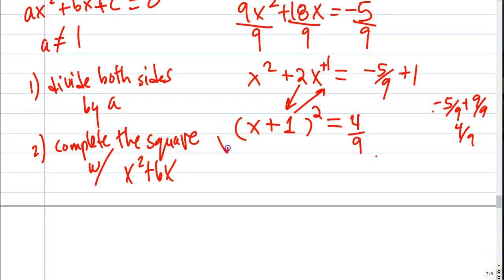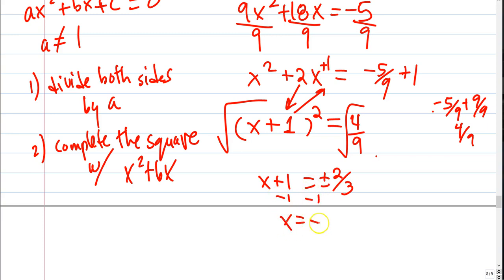We undo the squaring by square rooting. X plus 1 is equal to, the square root of 4 is 2, the square root of 9 is 3. Do not throw away points by forgetting the plus or minus. And last, we subtract the 1. X is equal to negative 1 plus or minus 2/3.